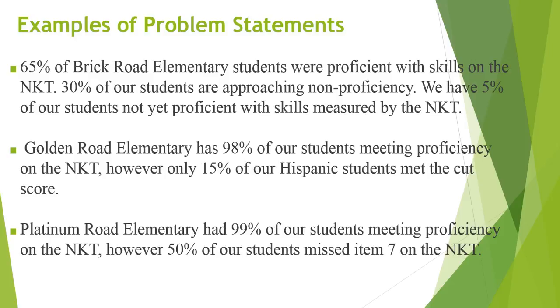They over exceeded their core proficiency at 98, which was 18% above what best practice would be, but the subgroup of Hispanic students was not meeting the expectation. For Platinum Road, wow, they had 99% of their students meeting proficiency, but when they broke down their data and found their problem, what they realized was their problems were kind of itemized. So 50% of their students missed a certain item on the number knowledge test.